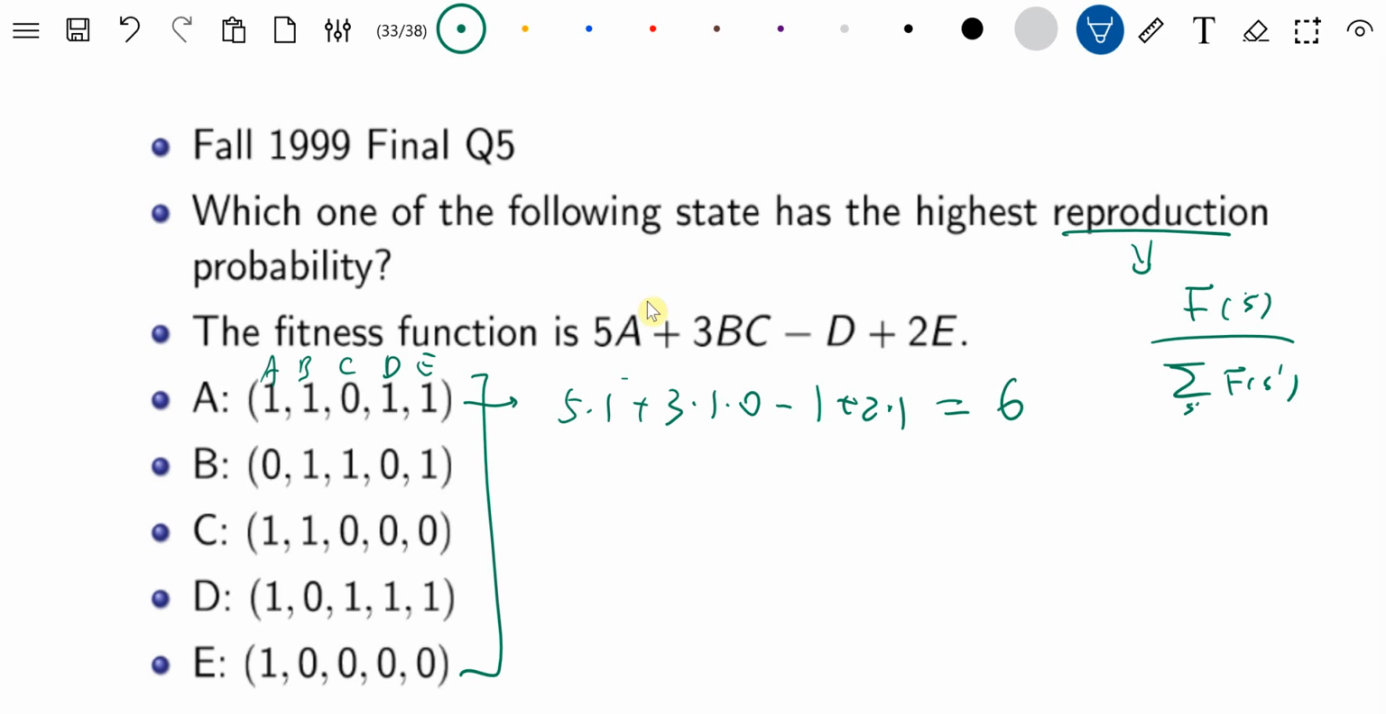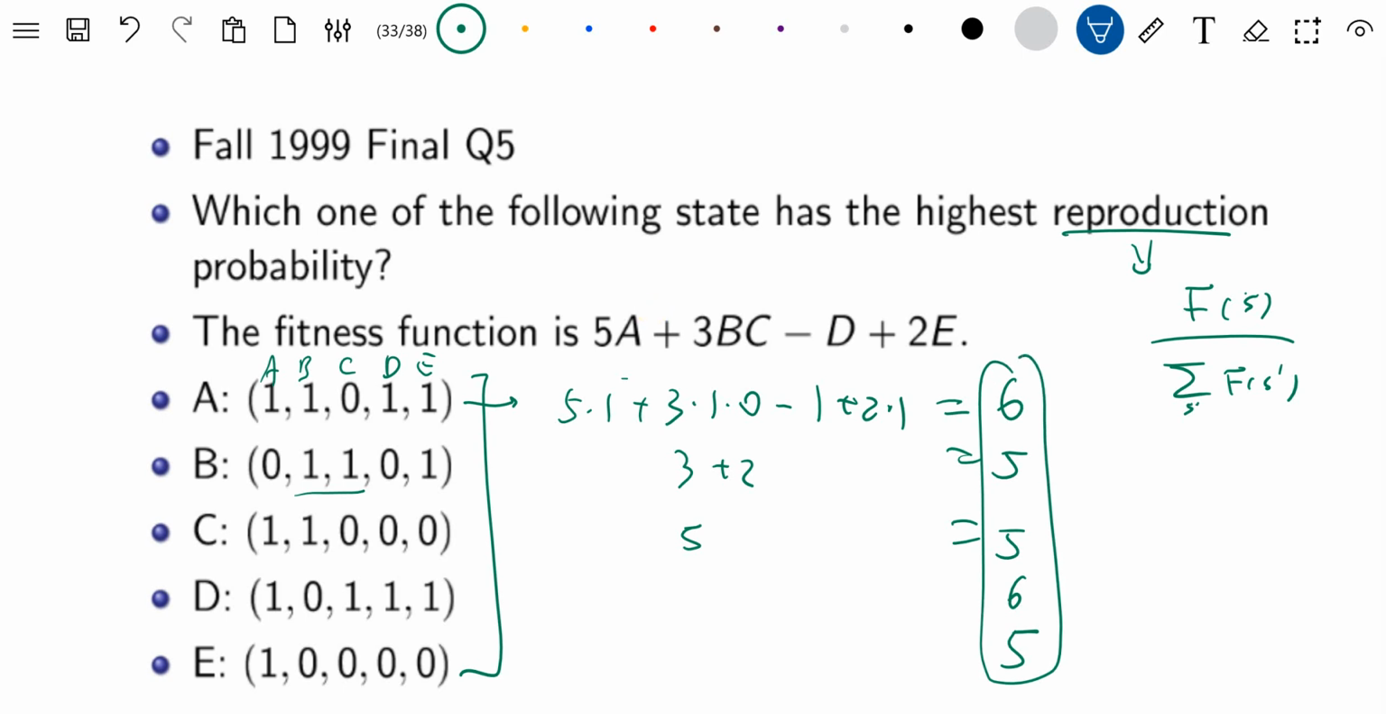So the next one you do exactly the same, so I'll go through it quickly. This is just 3 plus 2, so it's 5. And the next one is 5 plus 0, so it's 5. And the next one is 5 minus 1 plus 2, so it's 6. And the last one is just 5 again. So now we have the fitness of each of the states.